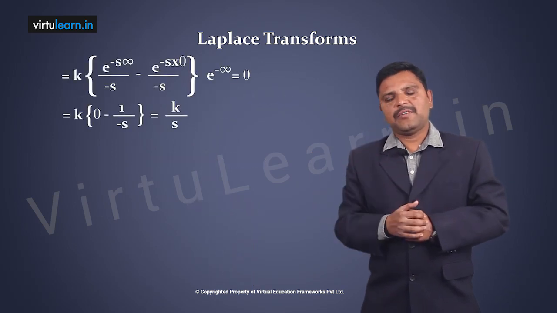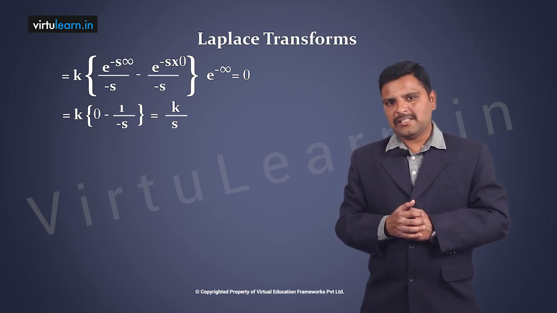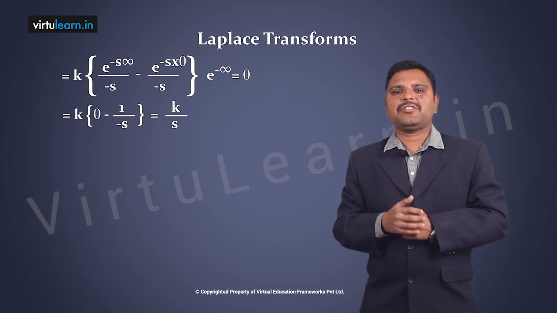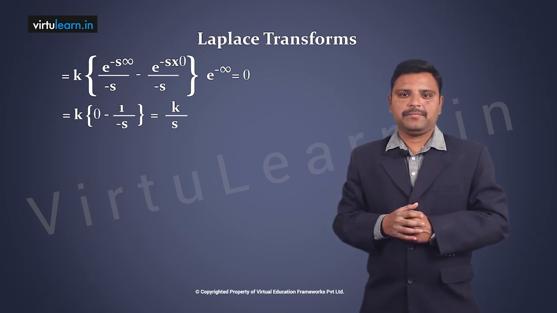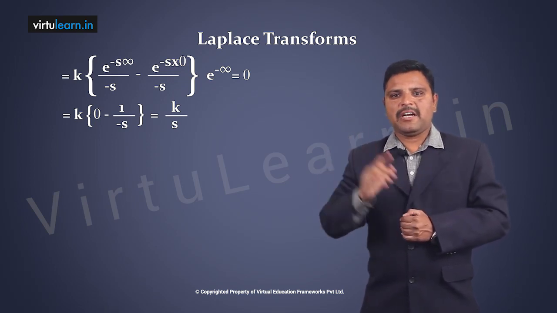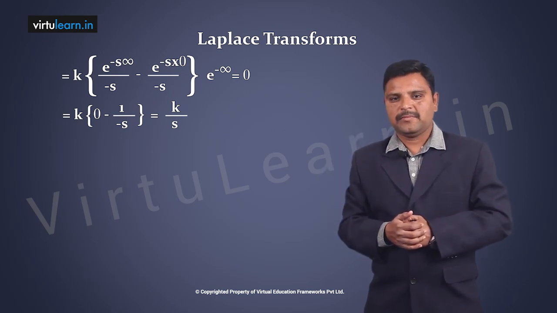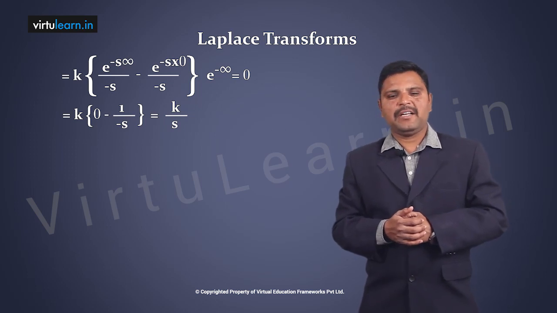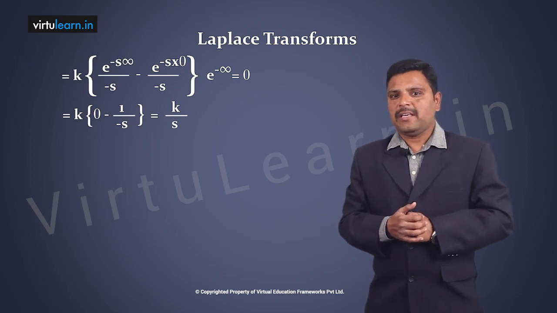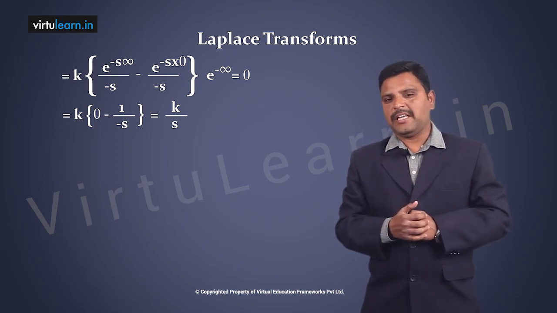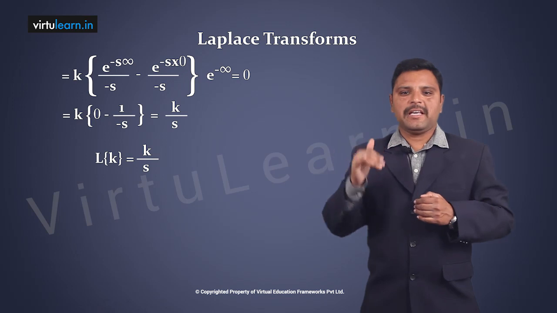In place of t we substitute infinity: e power minus s into infinity by minus s, minus e power minus 0, and e power 0 is 1, again divided by minus s. The e power minus infinity value is directly 0, since 1 by e power infinity, that is 1 by infinity, is 0. Therefore the answer is 1 by s, and k is outside. Therefore the Laplace transform of k equals k by s.